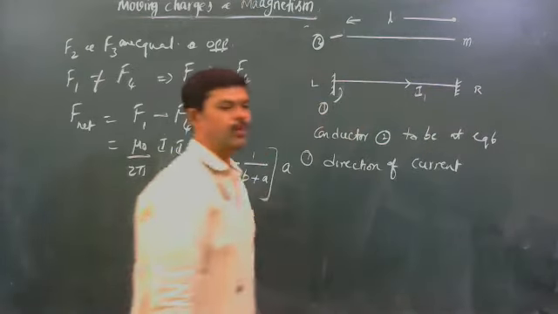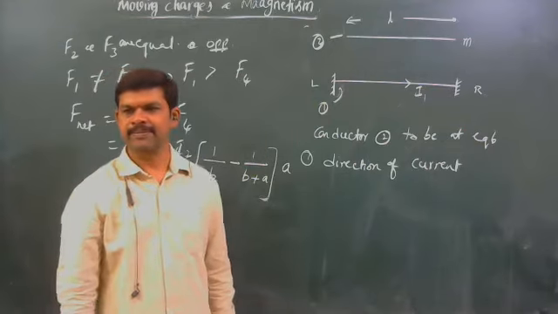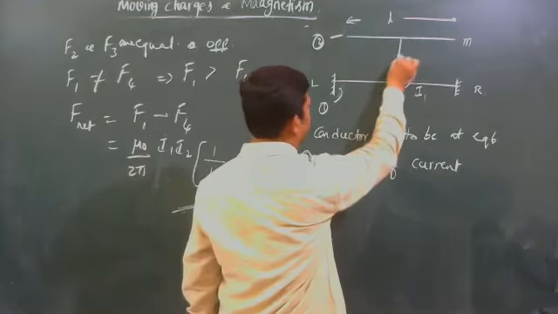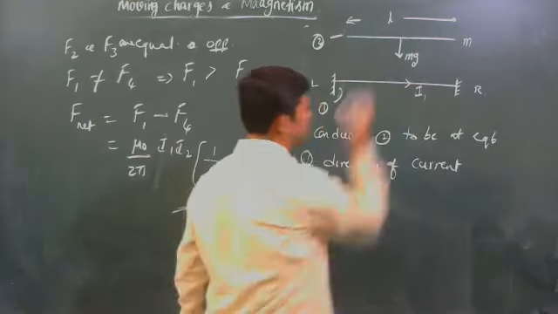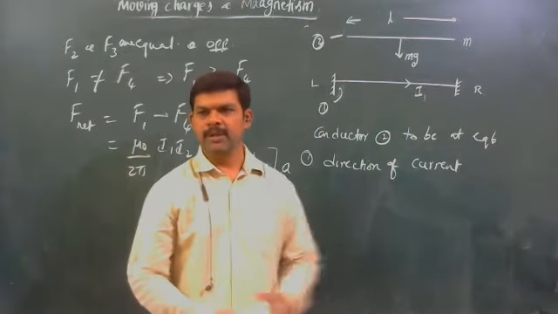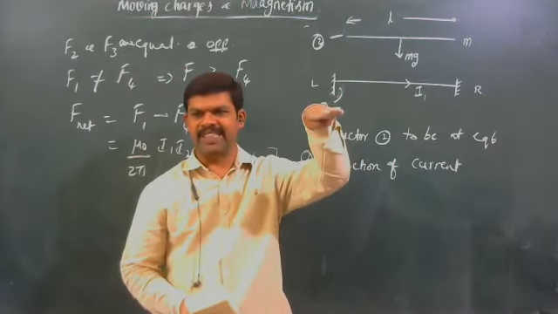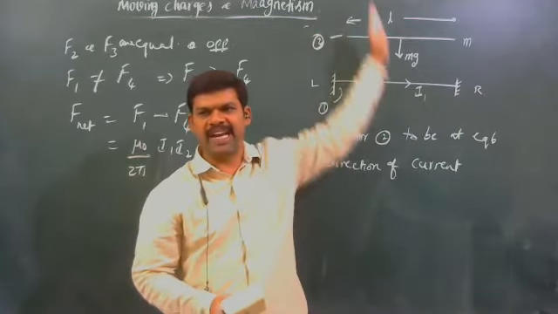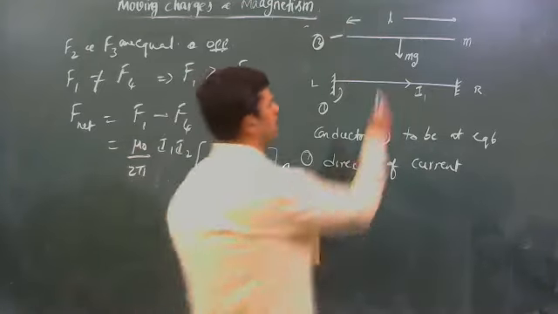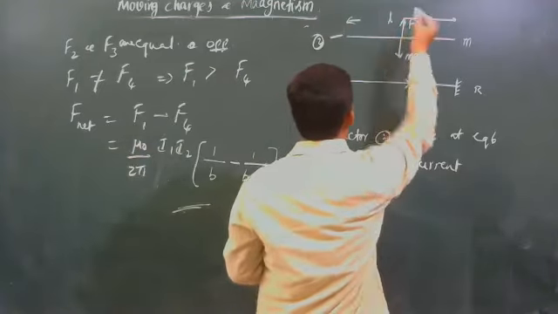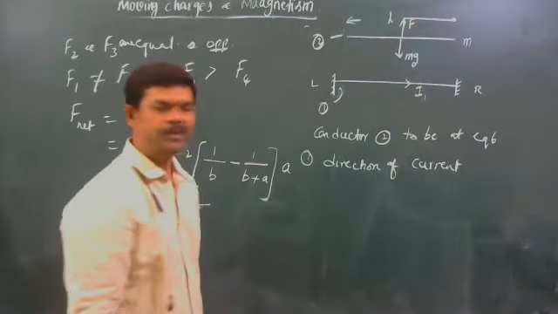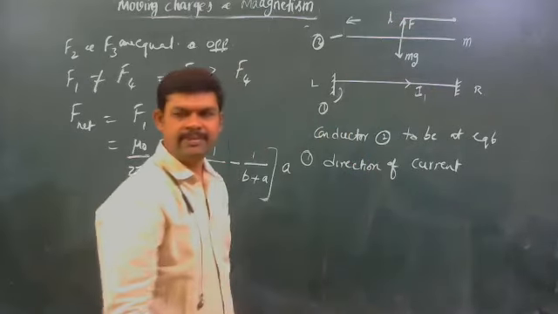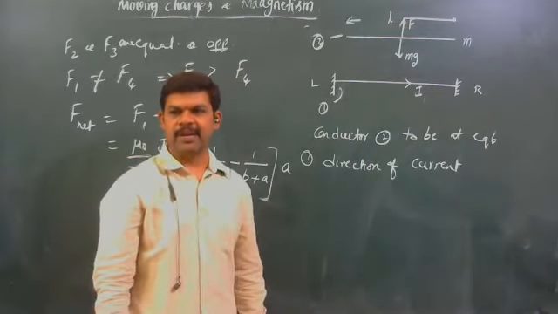In this conductor, what should be the direction of current? Once it is free, its weight acts downward. Due to that weight, it falls down. To be at equilibrium, to be at rest in air, there must be a force which acts in the upward direction. So what type of force does it need, repulsive or attractive? Repulsive. It requires a repulsive force.